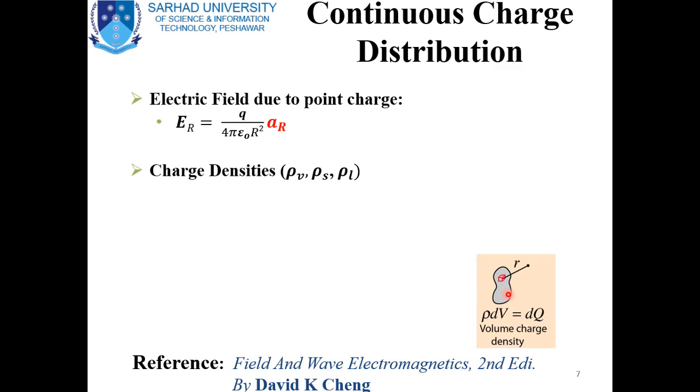So our charge element dq is simply the product of charge density times the volume element, and this can be written as rho v equal to the charge element divided by the volume element, or delta q divided by delta v, such that delta v approaches 0. The unit of volume charge density is coulomb per meter cube. And in differential form, the charge can be written as dq is equal to rho v dv.